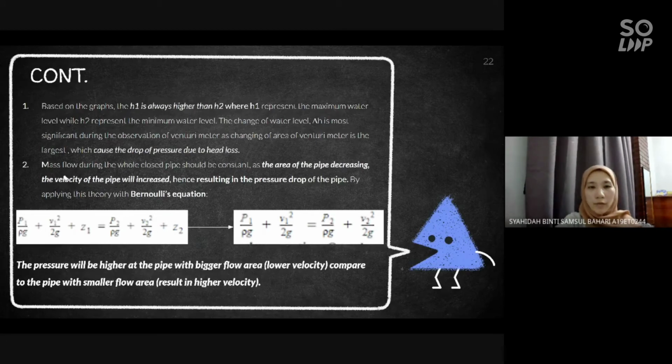We take it that the mass flow through the whole closed pipe should be constant, and when the area of the pipe is decreasing, the velocity in the pipe will increase. So the pressure drop will occur.